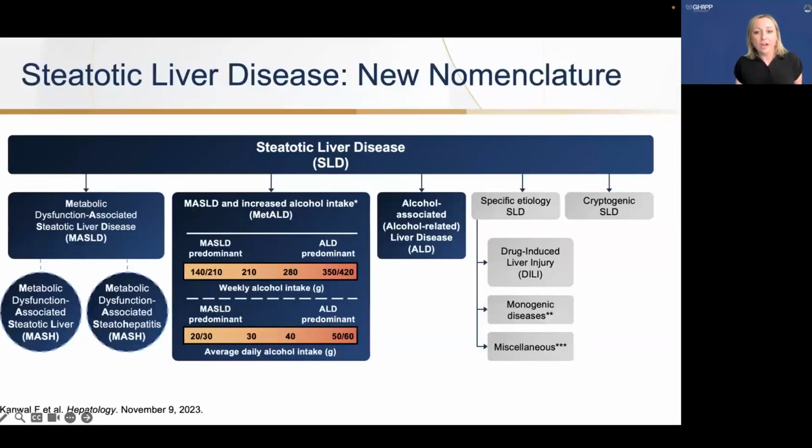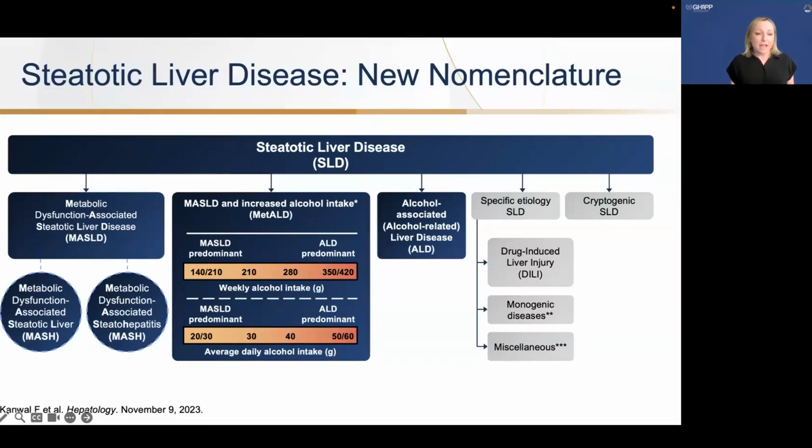And so the overarching term of steatotic liver disease, or SLD, was chosen to classify individuals with hepatic steatosis due to various etiologies. And steatosis is typically picked up either on imaging or sometimes on a biopsy done for other reasons. And so MASLD is the part of this steatotic liver disease grouping. MASLD stands for metabolic dysfunction-associated steatotic liver disease, and it includes both MASLD and the more aggressive form of MASH.